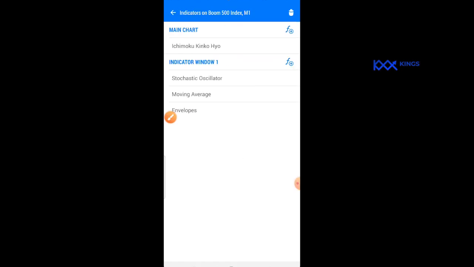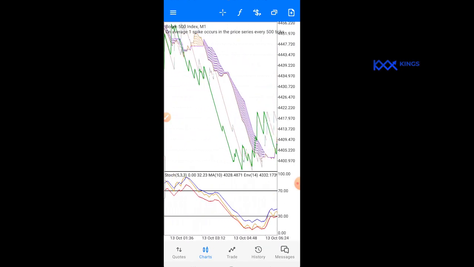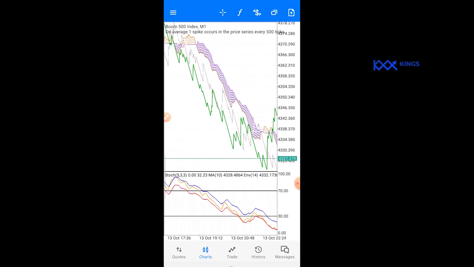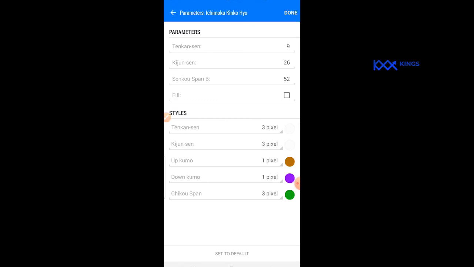Good. Now this is my chart, guys. Sorry, there's something I've not changed. I'm seeing an extra line, so let me just confirm that. This is the next thing I'm going to change also on our Ichimoku, guys. So you come back to Ichimoku.